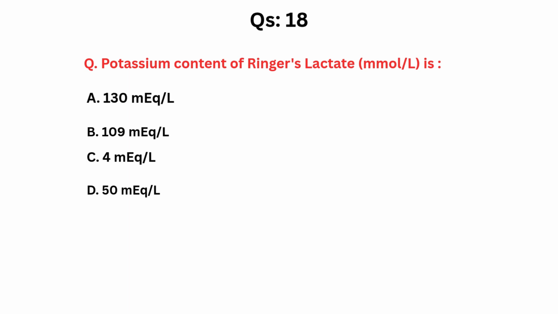Question number 18. Potassium content of Ringer's lactate in mEq/L is. Option A, 130 mEq/L. Option B, 109 mEq/L. Option C, 4 mEq/L. Option D, 50 mEq/L. Option C, 4 mEq/L is the right answer.